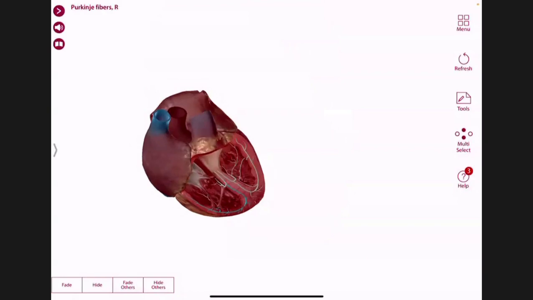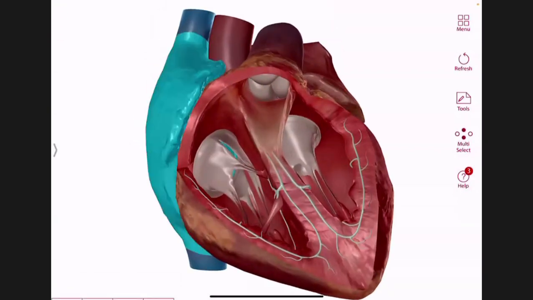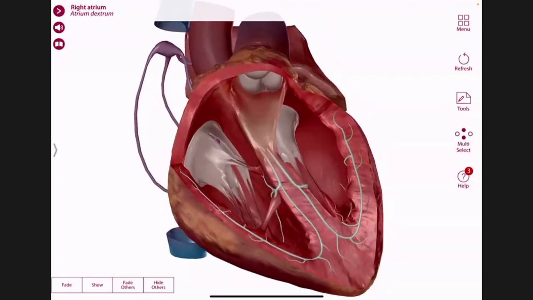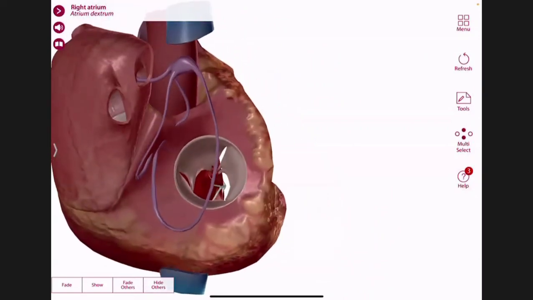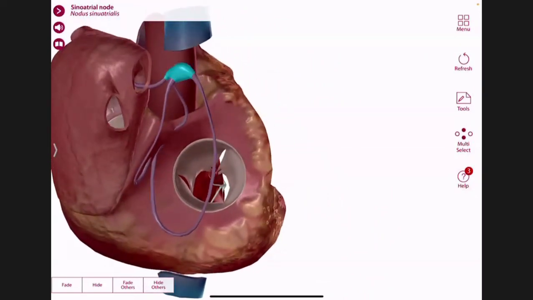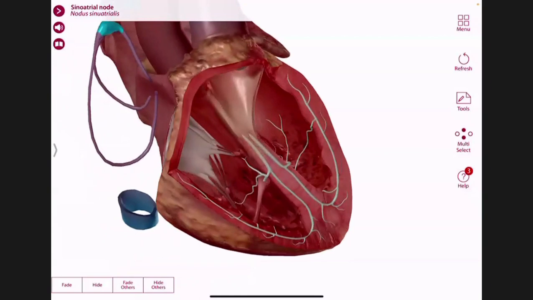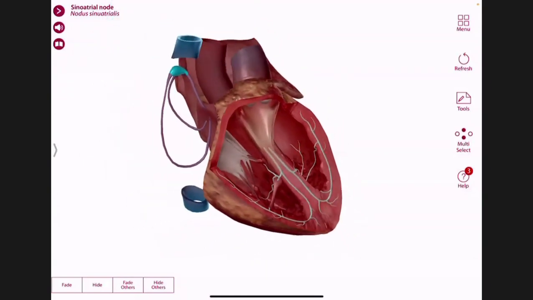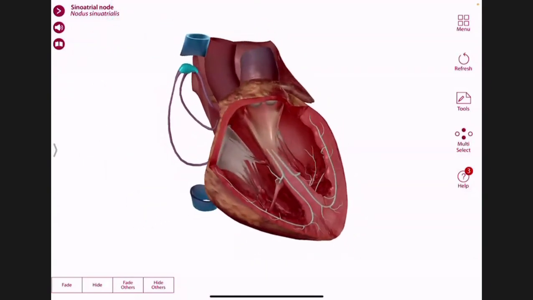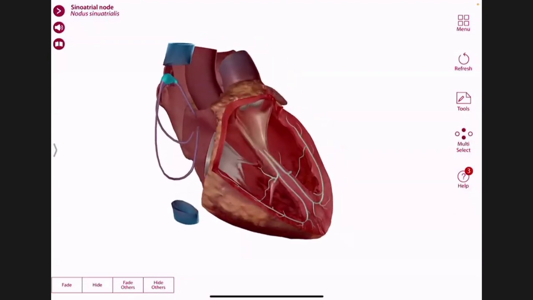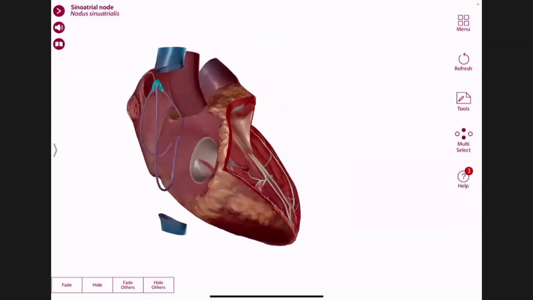Okay. Then if you see here, can you see the SA node? This part, SA node. Where was it present? Upper right side. Can you see? It's present on the upper right side, right side of the right atria.